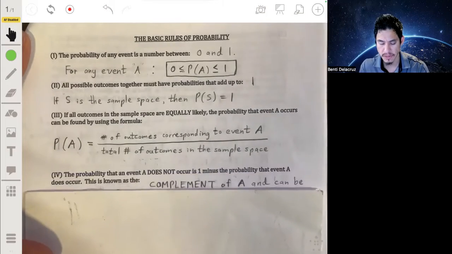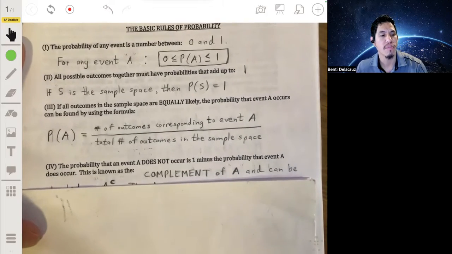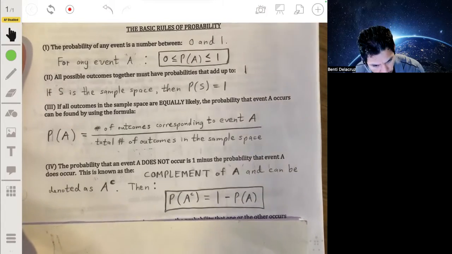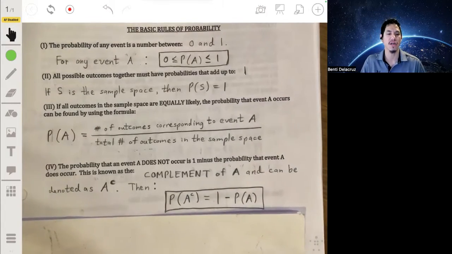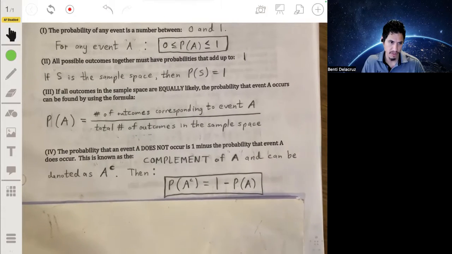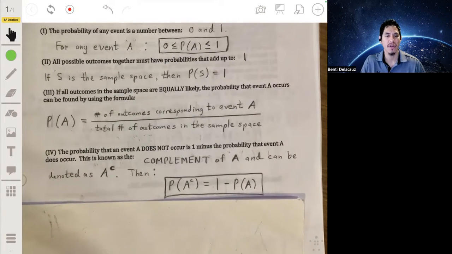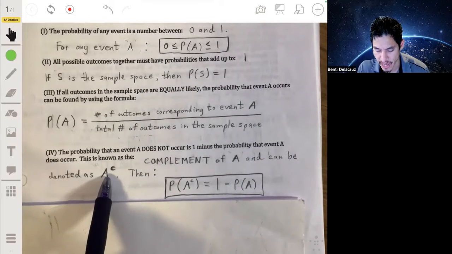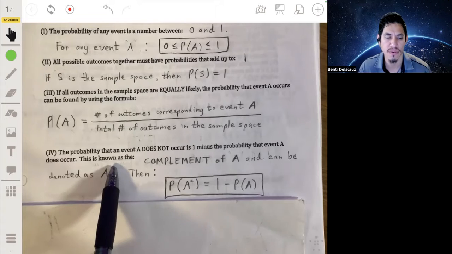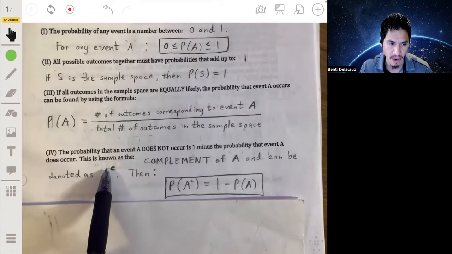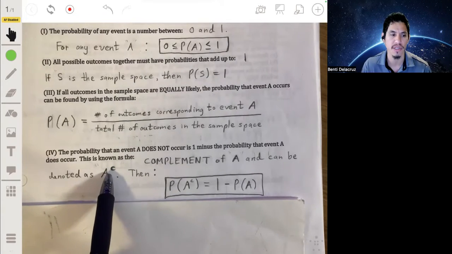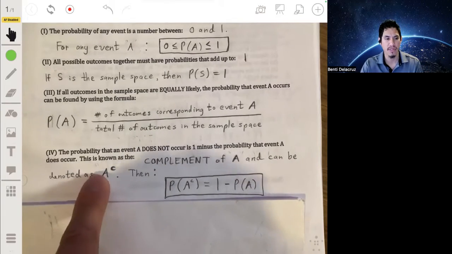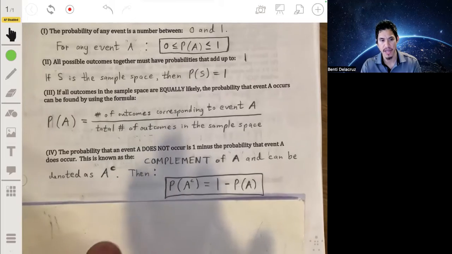All right, the fourth rule says that the probability that an event does not occur is 1 minus the probability that the event will occur. So we call this a complement. If we have an event A, the complement of A, we denote it like the event A, but with a C in the spot where you would normally write an exponent. But it's not A to the C power. This is just the notation we use to write a complement in probability. And this means the outcomes that correspond to everything that's not in event A.